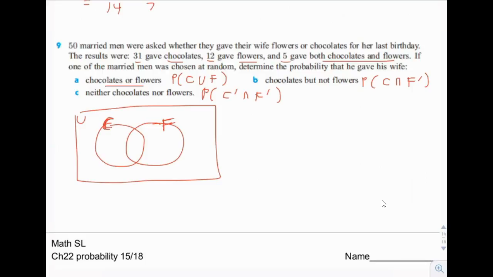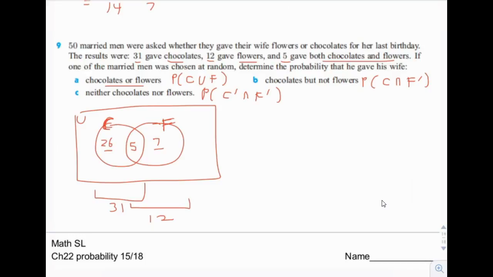the sets here. 31 gave chocolates. 12 gave flowers. And 5 gave both. So we can fill this in with 5. And then 31 gave chocolates, so to put in this part, we would put 31 minus 5, which would be 26. Right? And then this part would be 12 minus 5, which would be 7.